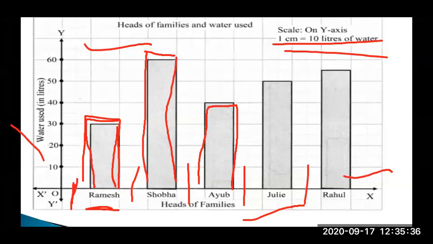Okay. Then just listen to it properly. Then is Julie. Julie is how much? Julie is 50. So in front of 50 and in front of Julie's name, you will draw a bar till 50.